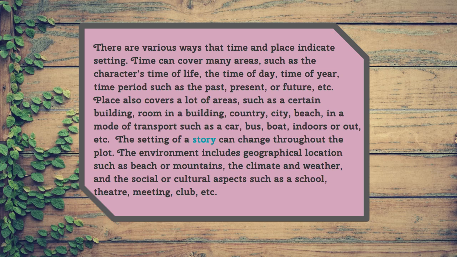There are various ways that time and place indicate setting. Time can cover many areas, such as the character's time of life, the time of day, time of year, time periods such as the past, present, or future, etc. Place also covers a lot of areas, such as a certain building, room in a building, country, city, beach, in a mode of transport such as a car, bus, boat, indoors or out, etc.